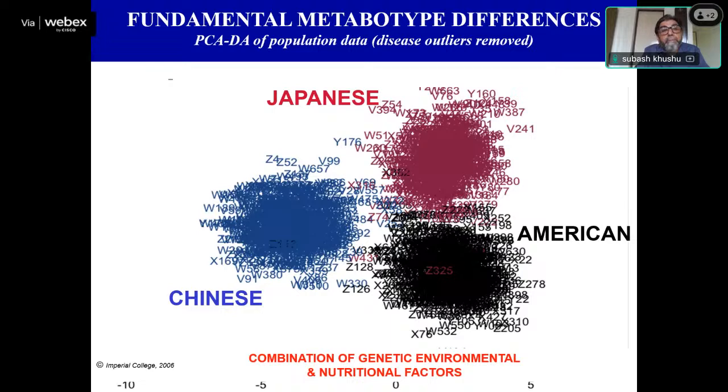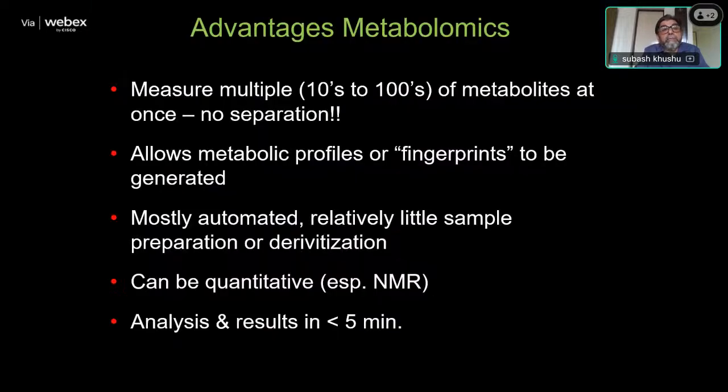So the advantage of metabolomics is you can measure multiple metabolites, 10 to hundreds of metabolites at once, and you don't need any separation of these chemicals like you do in some other techniques. It allows metabolic profiles or fingerprints of health and disease. Mostly the techniques are automated, and they need relatively little sample preparation. And these can be quantitative. You can actually quantify each metabolite or biochemical present in the body, and analysis and results can be as fast as less than 5 minutes.